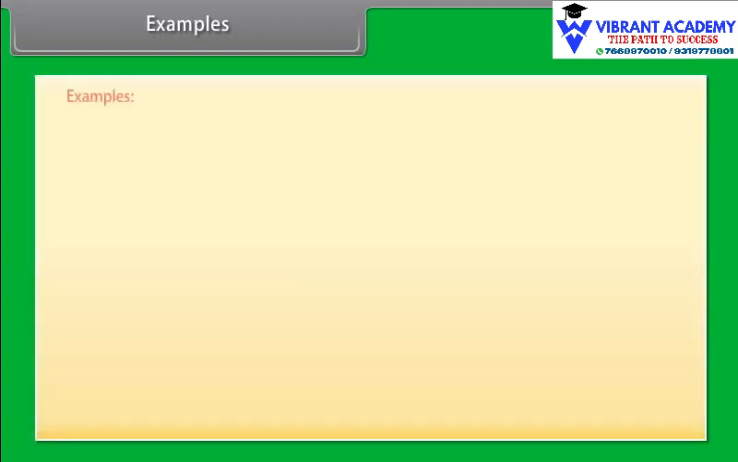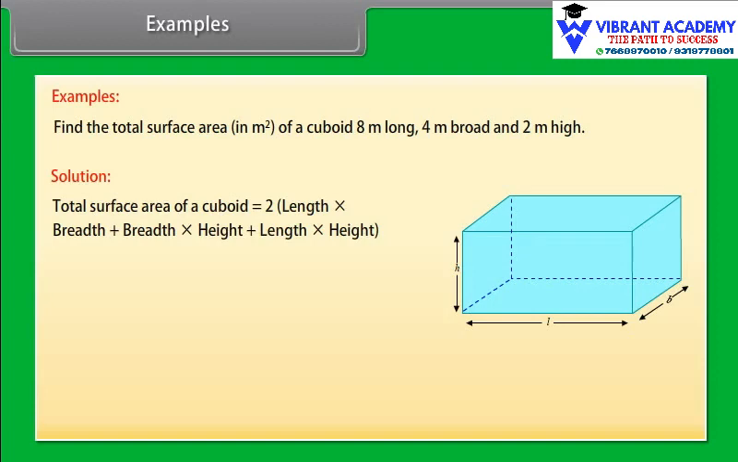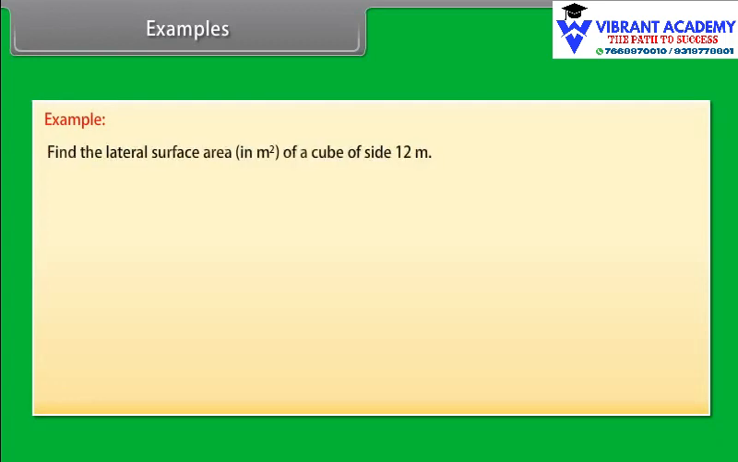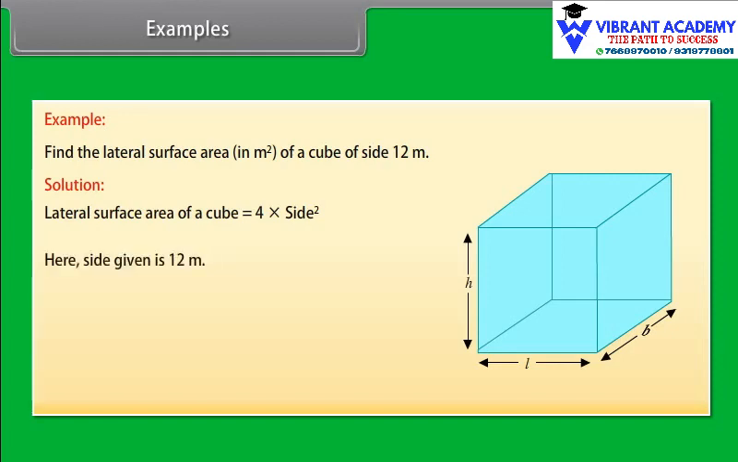Example. Let us solve some examples now. Find the total surface area in meters square of a cuboid 8 meter long, 4 meter broad, and 2 meter high. Solution. We know that the total surface area of a cuboid is equal to 2 into (length into breadth plus breadth into height plus length into height). Therefore, by substituting the values of length, breadth, and height, we get total surface area of a cuboid equal to 2 into (8 into 4 plus 4 into 2 plus 8 into 2), which is equal to 112 meters square.